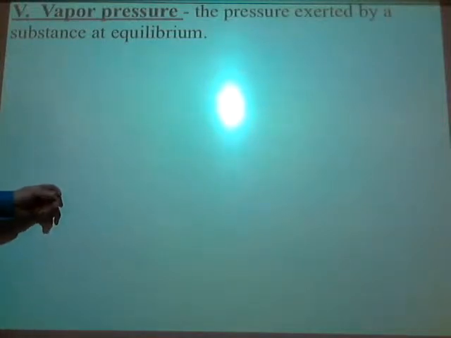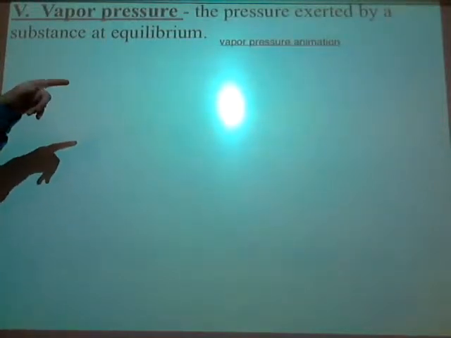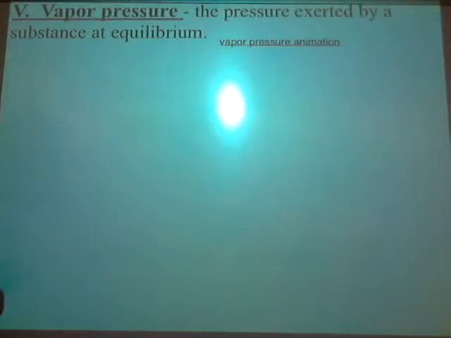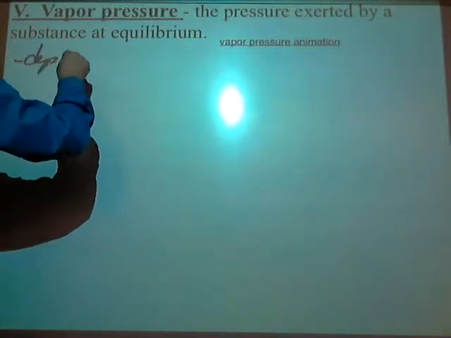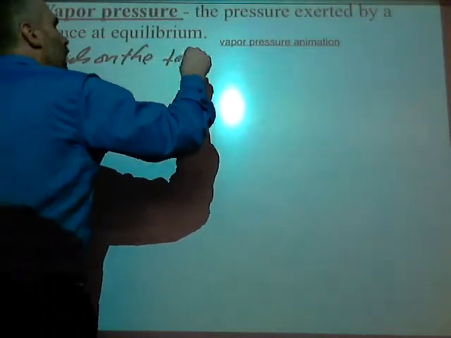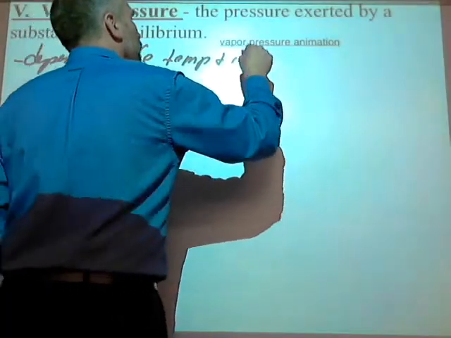And this is going to depend on two things. I used to have an animation, but it doesn't work anymore. It's blocked. The site's blocked. Hold on. I brought some little bit of notes in here. It actually depends on two things. For some reason, I forgot this. It depends on the temperature and the identity of the substance.